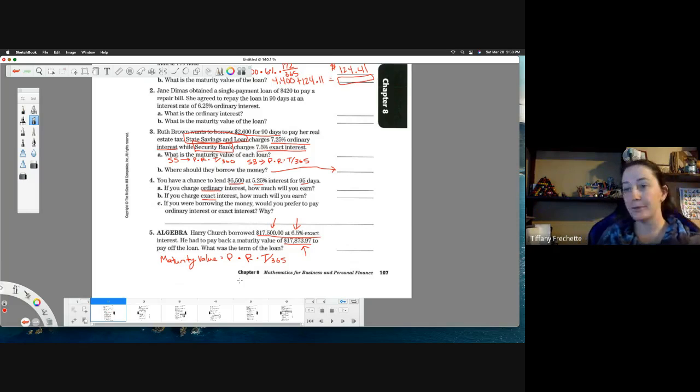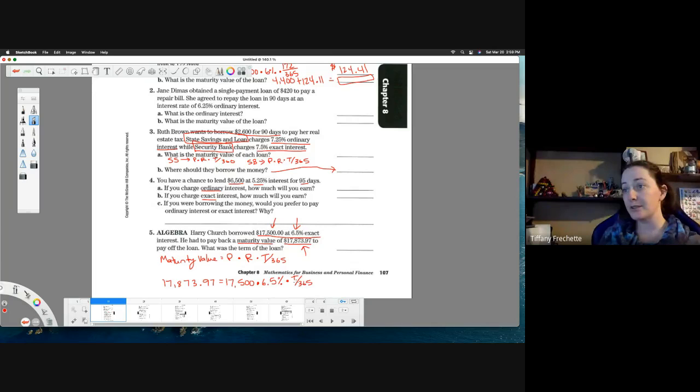All right, so I'm going to go ahead and plug some numbers in here, and then I'm going to let you guys finish this off. So we have the maturity value is this amount here. This is our total, what he had to pay back. And it even says maturity value right here. So $17,873.97. And that's going to equal his principal, so his original amount, times his rate, which they did give us here, 6.5%, times time. So we have T divided by 365.